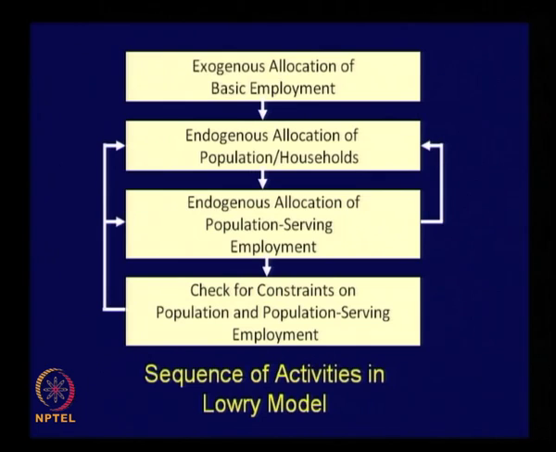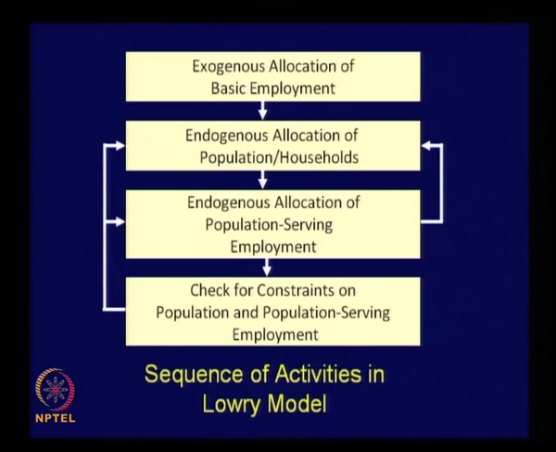Then endogenous allocation of population or households. This is done using the model, right? And then endogenous allocation of population serving employment. This is also done through the modeling process. And finally, check for constraints on population and population serving employment zone wise. That is what is to be done as a last step in the application of Lowry's land use model, right?